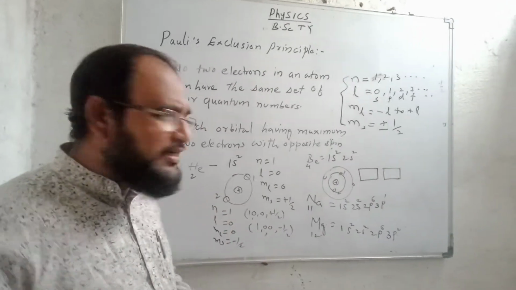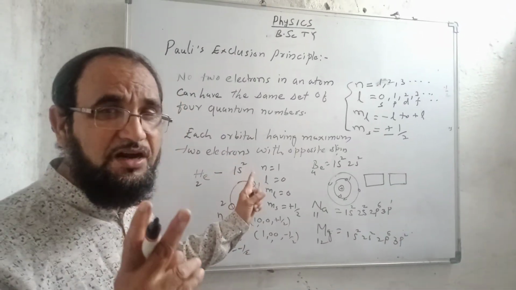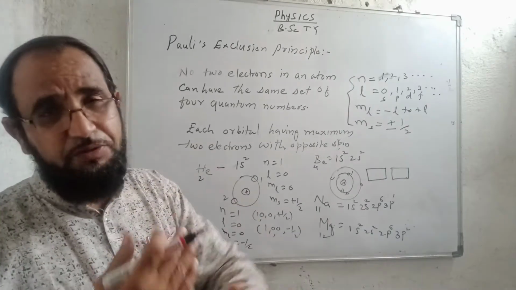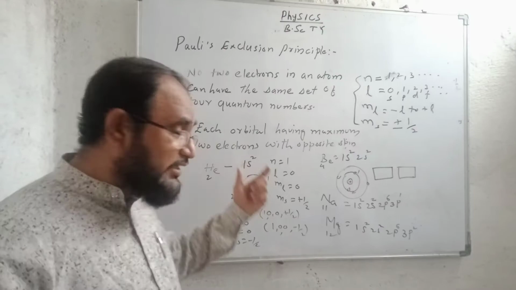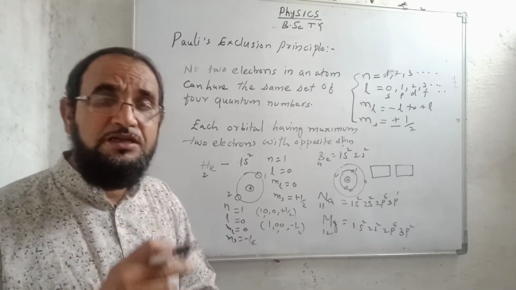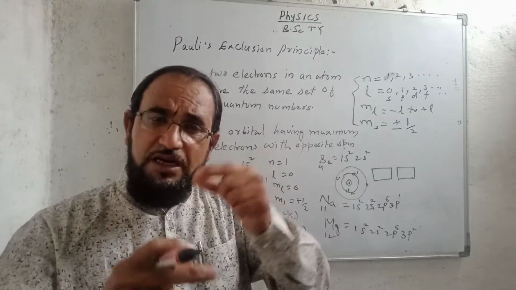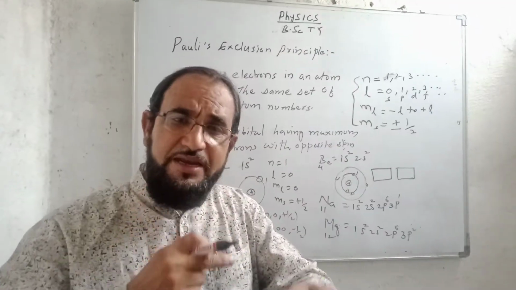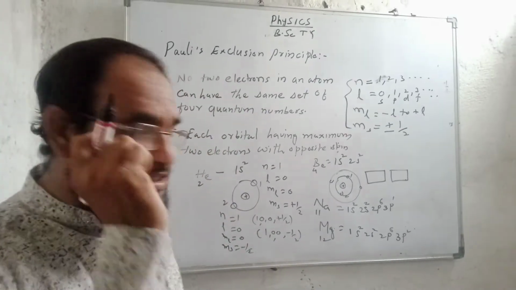And the second part says that each orbital has a maximum of 2 electrons with opposite spin. Means if there are 2 electrons in an orbital, those 2 electrons have opposite spin quantum number. They are having the opposite spin.